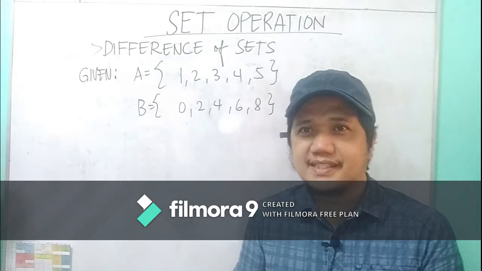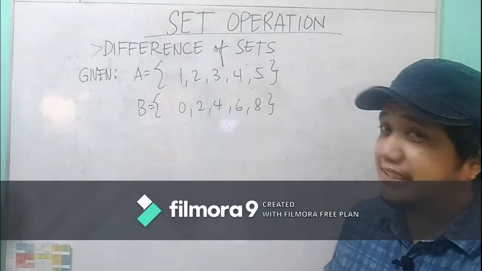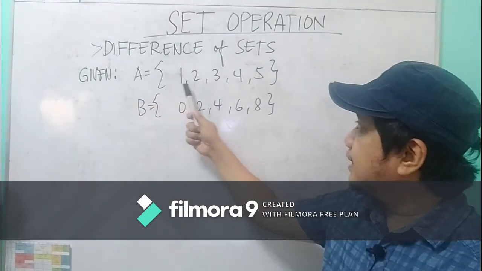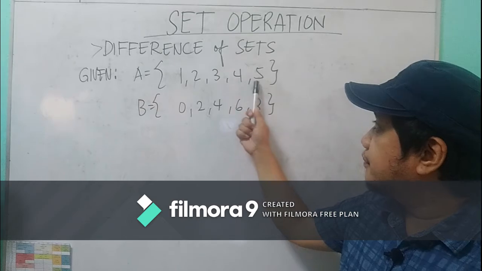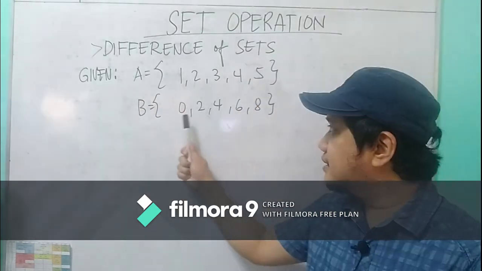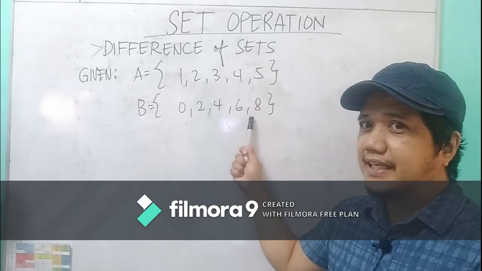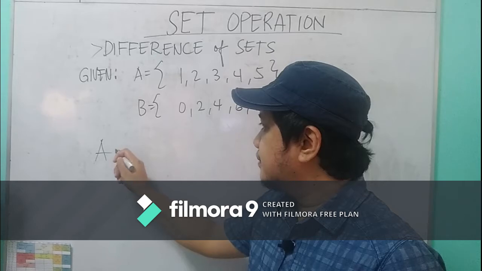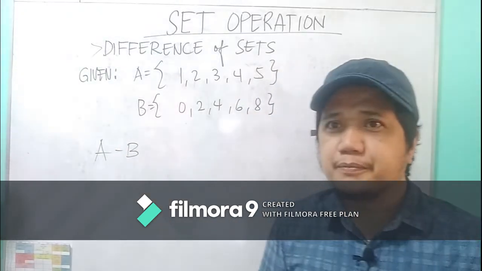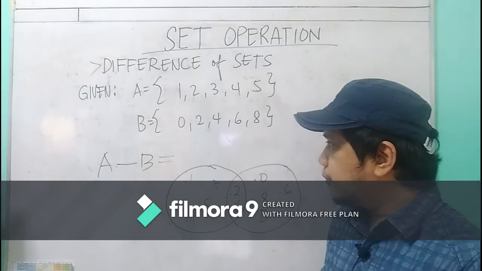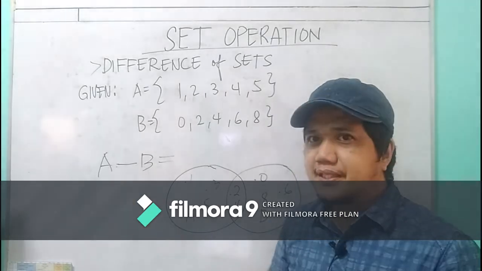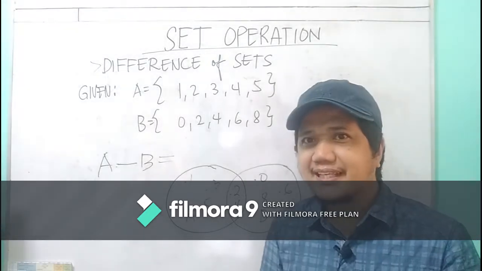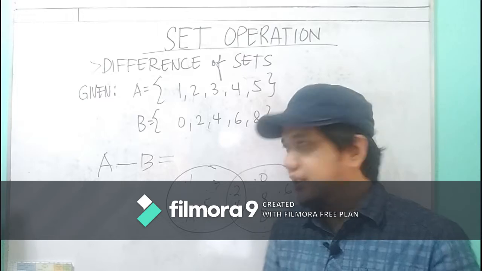The next operation that we will be discussing is the difference of sets. Given our sets A and B, set A has the elements 1, 2, 3, 4, 5, and B has the elements 0, 2, 4, 6, and 8. So what we're going to do is get the difference of A and B. In order for us to know the difference between A and B, we simply write all the elements that are not in B.